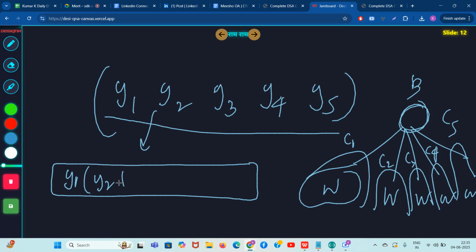So y1 into y2 plus. Have feelings for the question, not just for girls and crush. Guys, after this, what term will I write?